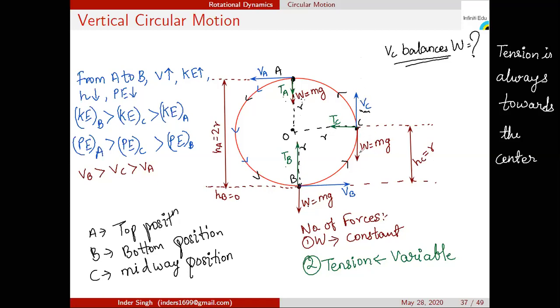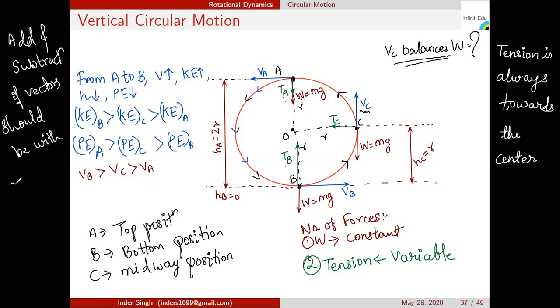समझ में आ रहा है कि नहीं? VC और W को क्यों नहीं सब्ट्रैक्ट कर सकते फिर? ये भी तो अपोजिट डायरेक्शन में है। सो क्या याद रखना है? Addition and subtraction of vector should be with same physical quantity. So should be with what? Same physical quantity. Should be same physical quantity.